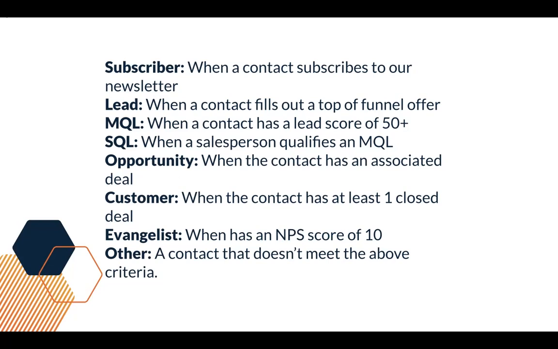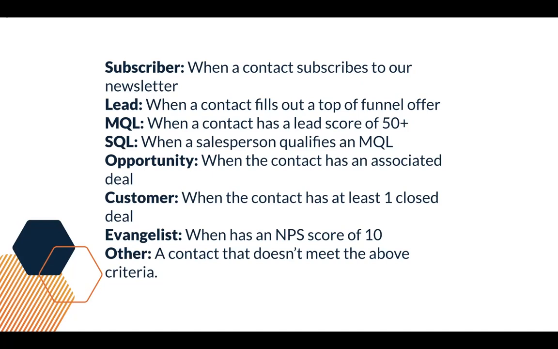Then a customer, of course, is when the contact has at least one closed deal. An evangelist, typically HubSpot defines it as someone who advocates for your company. So one example could be when you have people filling out NPS surveys, they give you a score of 10. So they give you the highest score, therefore you can see them as an evangelist. And finally, you have other, and that is when the contact doesn't meet the above criteria.